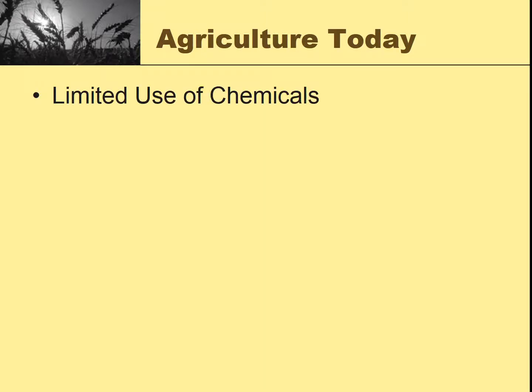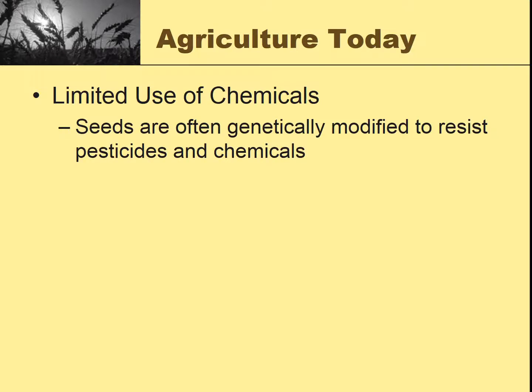The second aspect of sustainable agriculture is the limited use of chemicals. Modern commercial agriculture often relies on genetically modified seeds, and this is done so that less pesticides and chemical fertilizers are required to be sprayed directly onto the crops. So genetic modification can be a way to decrease the amount of chemicals that our environments, that our animals, that our consumers are exposed to.